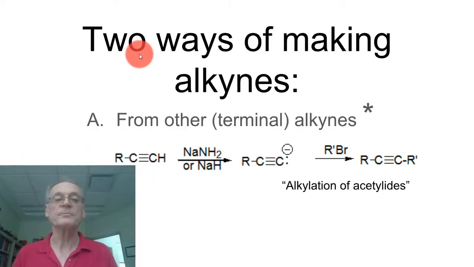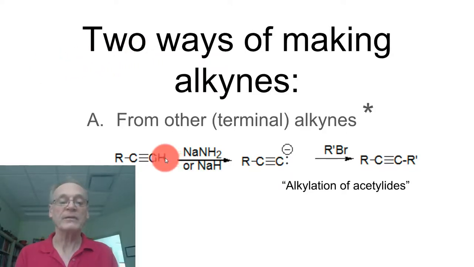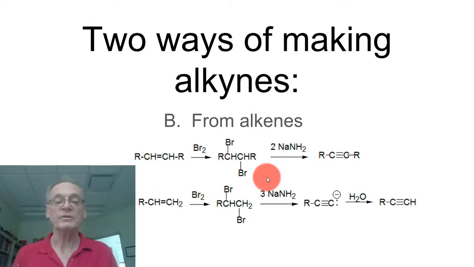So as I said in the first video, there are two ways of making alkynes. One is from terminal alkynes by adding another group on the end. So take the hydrogen off the end of a terminal alkyne, make it into an acetylide, and then add an alkyl halide, which adds the alkyl group onto the end of the triple bond. That was the other video. The second way of doing it is what we'll be talking about today, and that's from alkenes.